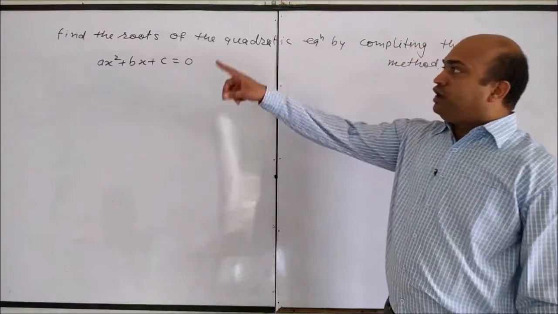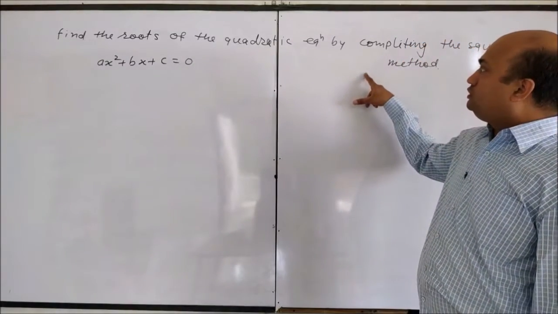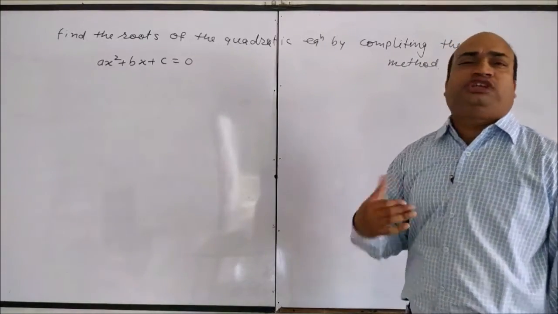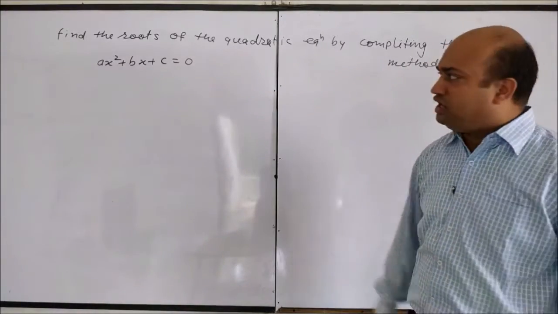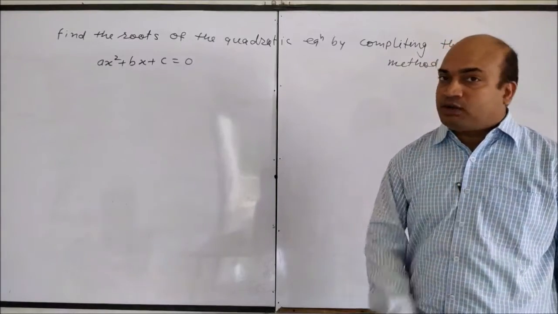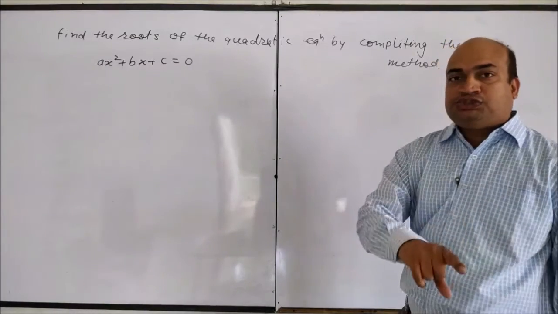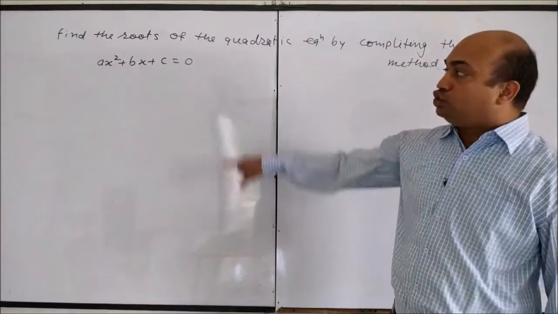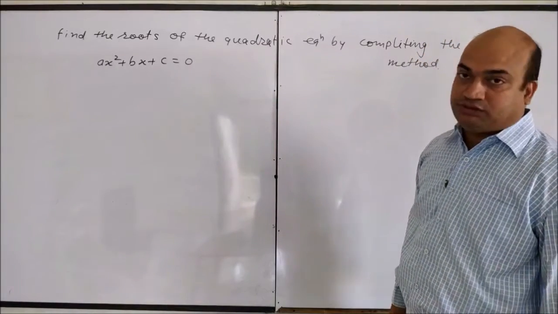The question is to find the roots of the quadratic equation by the completing the square method. Actually, we have to derive the quadratic formula. To derive the quadratic formula, we use the completing the square method to find the roots of this quadratic equation.